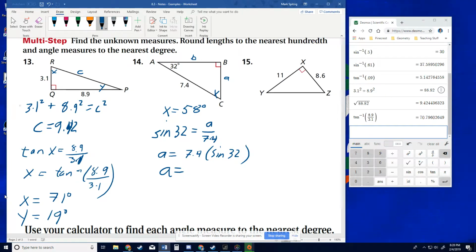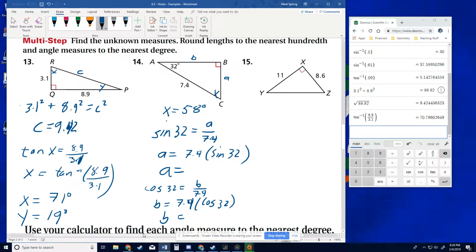I'm going to write the other equation right now while I'm at it. The other equation: we need to find the adjacent over the hypotenuse. That's just cosine. So the cosine of 32 is going to be the adjacent, which is B, over the hypotenuse, 7.4. So B is just going to be 7.4 times cosine 32. And again, we can get B here as well.